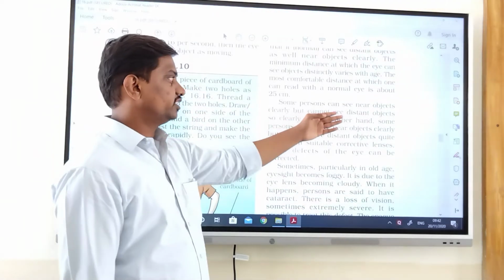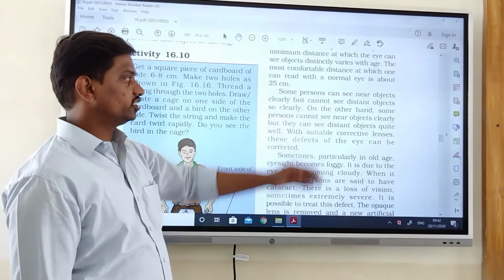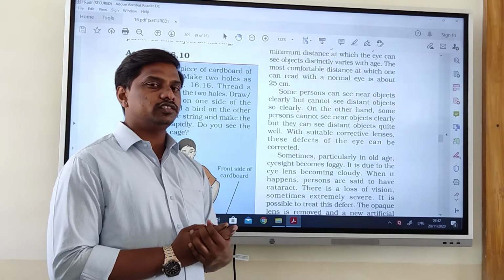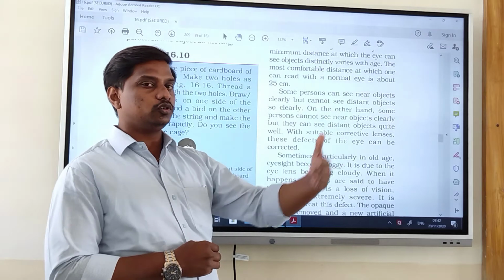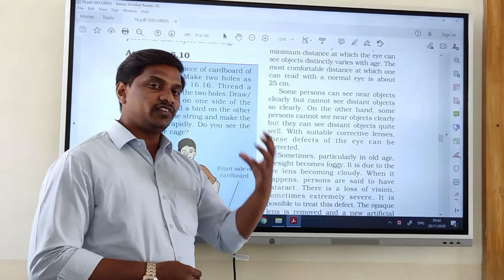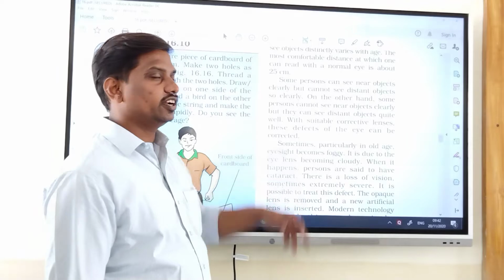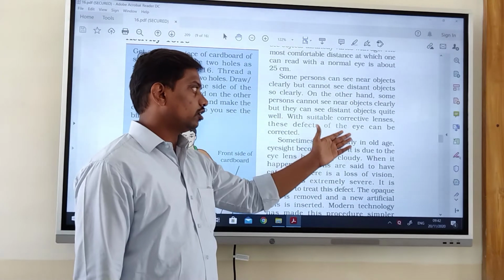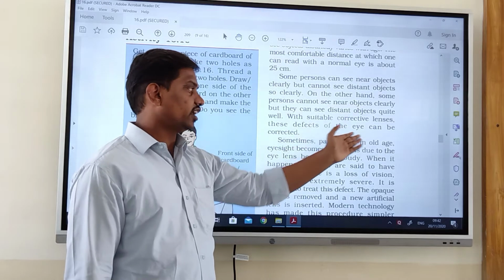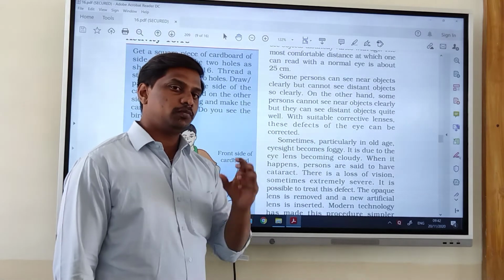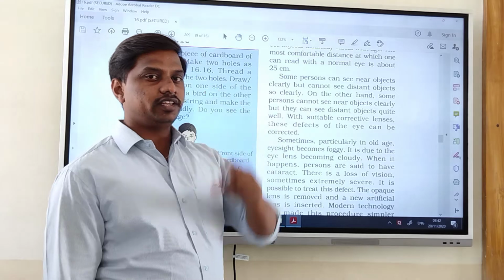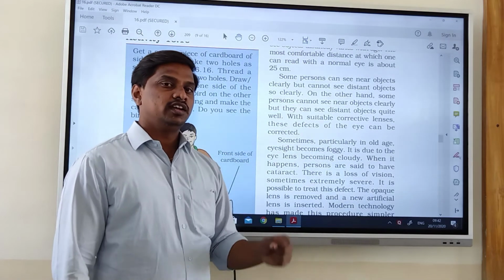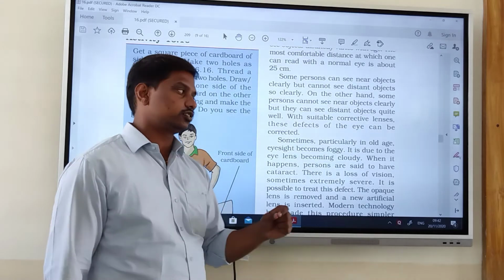Some persons can see near objects clearly but cannot see distant objects so clearly. Some persons cannot see clearly even objects at 25 cm. That is due to a defect in the eyes, which is also related to age. With suitable corrective lenses, these defects of the eye can be corrected. By taking the doctor's advice, we can get glasses with suitable lenses and correct the defects.